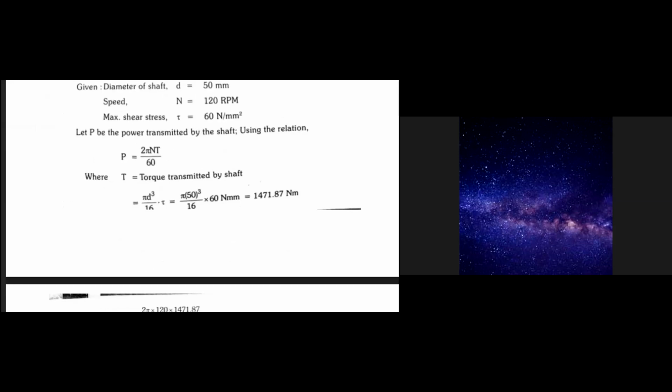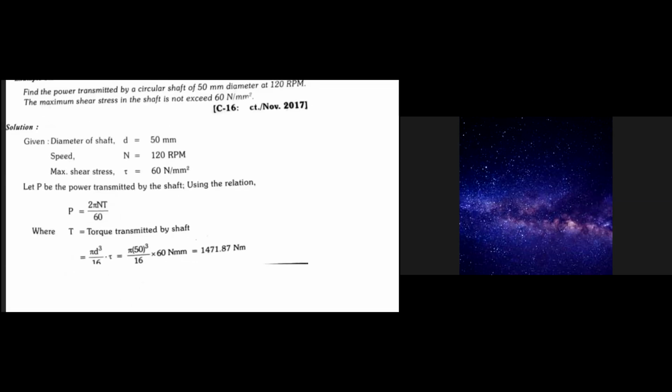So substitute this value in the power equation. Therefore, power P is equal to 2 pi N T by 60. P equal to 2 pi into N value 120 and the calculated T value, 1471.87, by 60. So after simplifying, we get power P equal to 18.486 kilowatt.